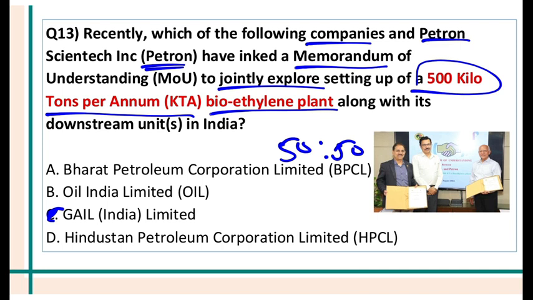Bioethylene plant, right? And this bioethylene plant will be based on bioethanol. It's a 50-50 joint venture. GAIL has Maharatna status. It is a Maharatna company.